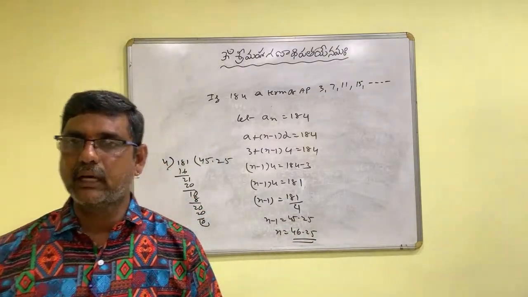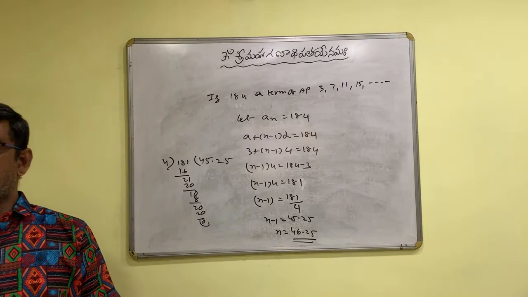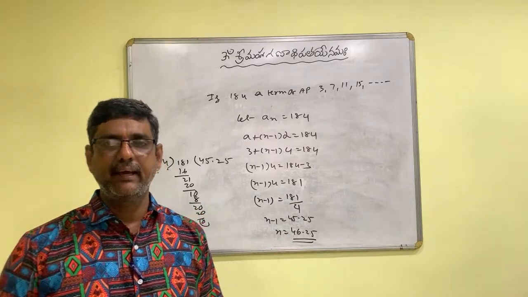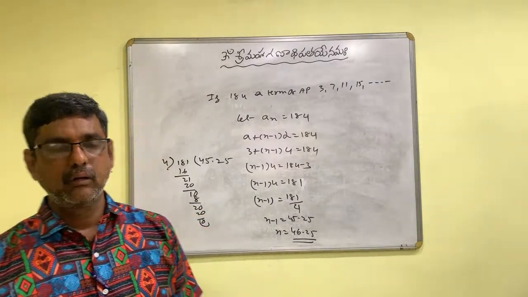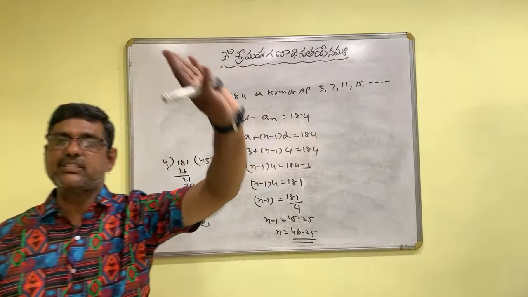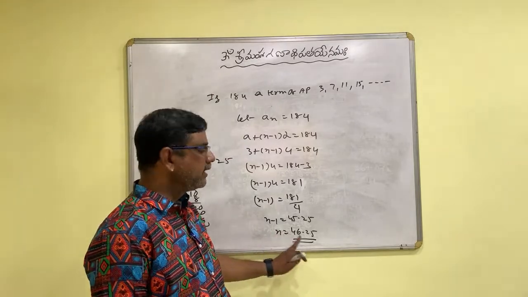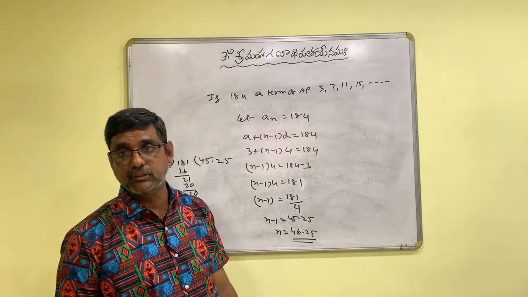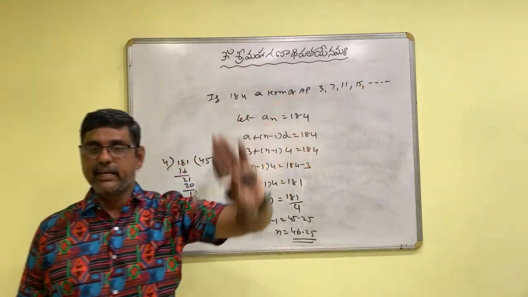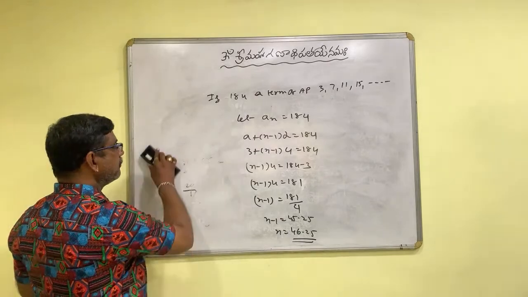But n is the number of terms. Can the number of terms ever be in decimals? No. So 184 is not a term of this AP. That is what you have to write: no, n can't be in decimals, because n is the number of terms. So 184 is not a term of this AP. That is what you have to understand. Important model, good model.